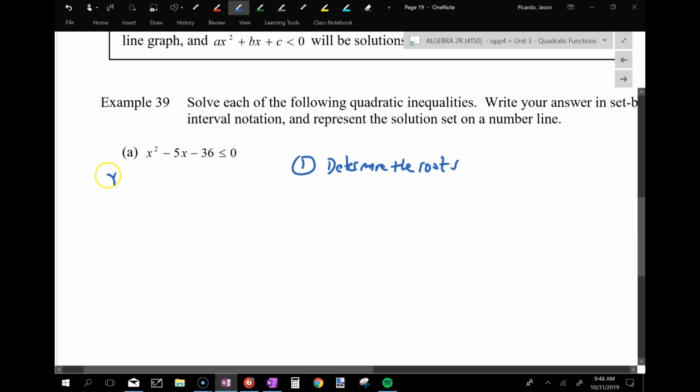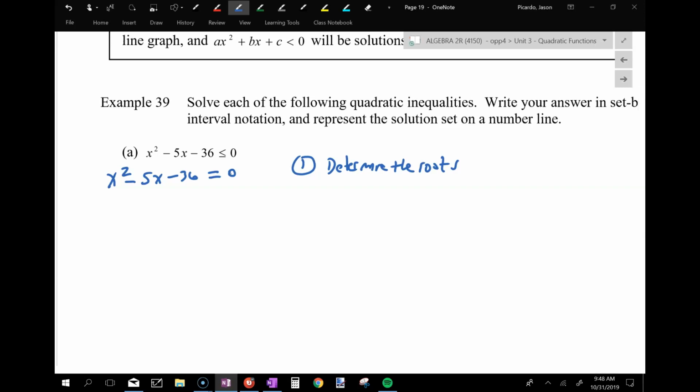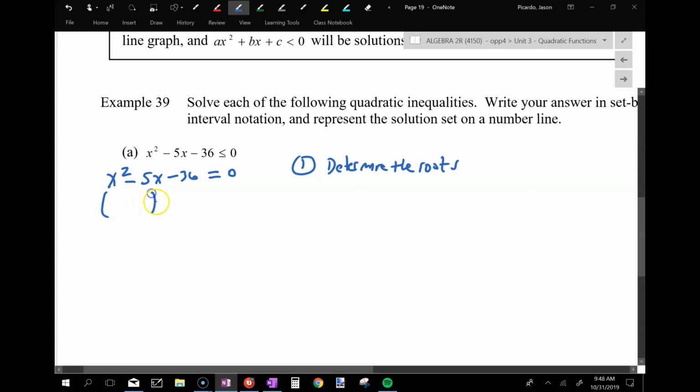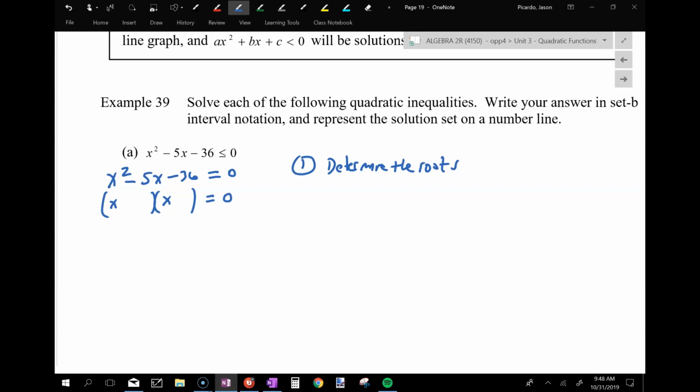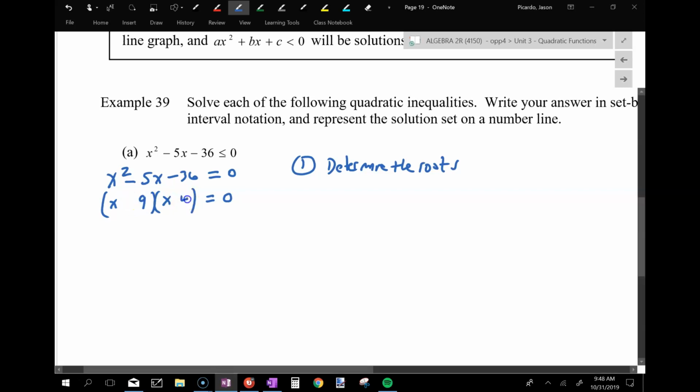So to determine the roots, I'm going to take this quadratic and change the inequality sign to equal 0, right? Two numbers that multiply to be -36 and add to be -5. 9 and 4. All right, so we've got the numbers 9 and 4.